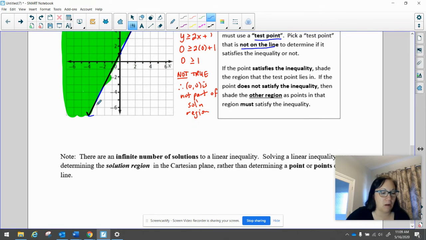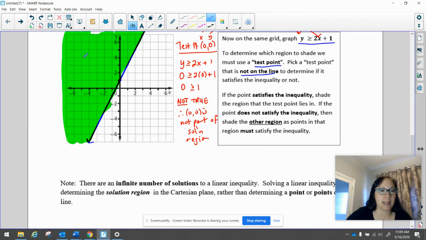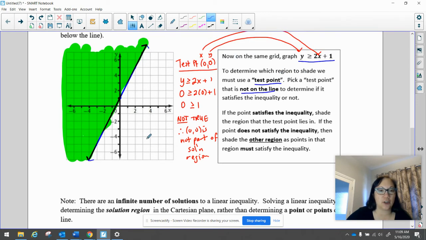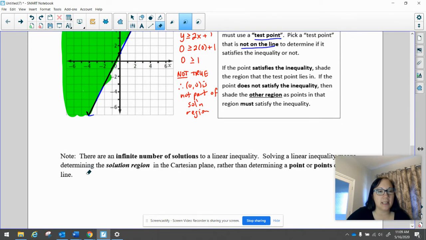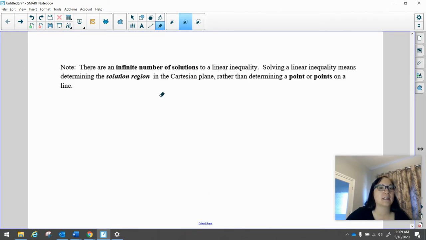Okay, so all of the points in the green region are solutions. That means I should be able to pick out any point, plug it in, and it would give me a true value. Anything on this side is not part of the solution region. This is a mistake here, this part that's a little bit overlapped. It doesn't let me erase it, but try to be careful about that. So please note there are infinite solutions to a linear inequality. Solving a linear inequality means finding the solution region rather than just a specific point or points.